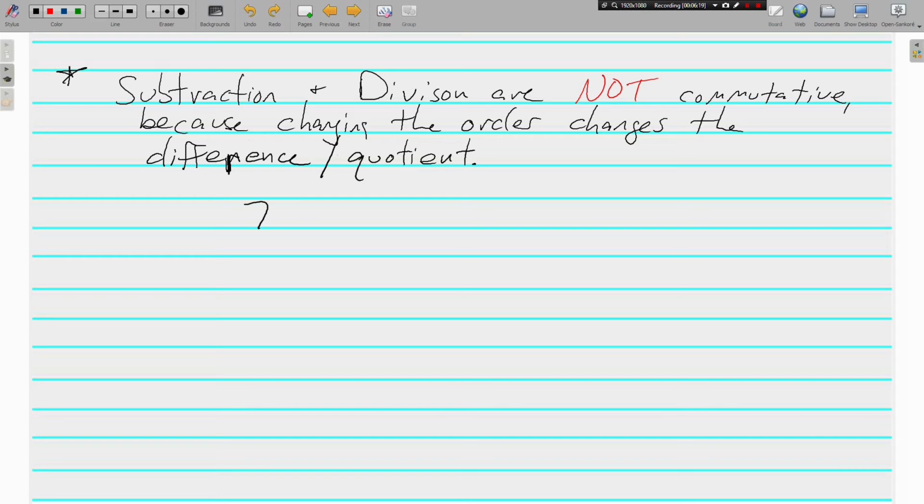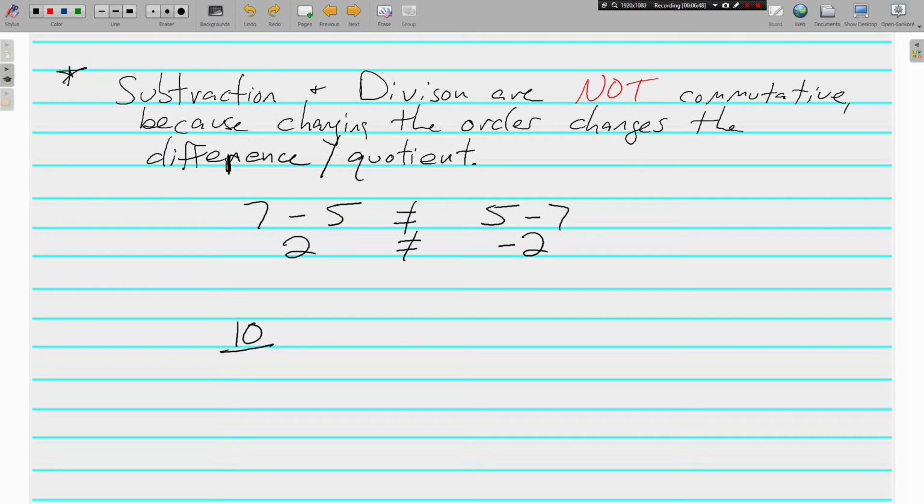Alright, let's look. 7 minus 5 is how much? 2. Now, 5 minus 7, we know after learning how to combine, this isn't 2. If you have 5 and you take away 7, it's negative 2. So these are not equal. They are not commutative.